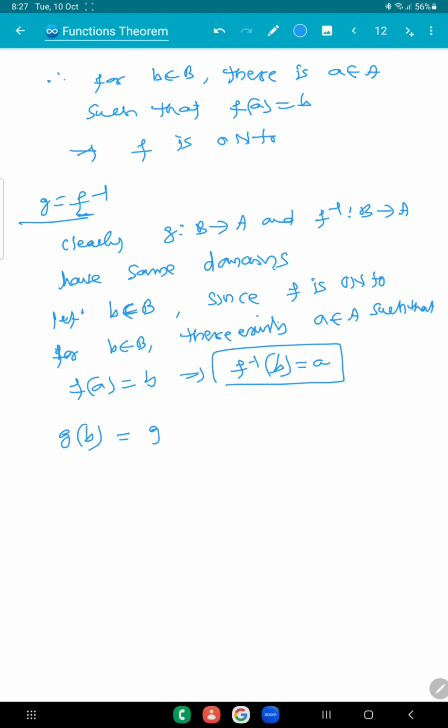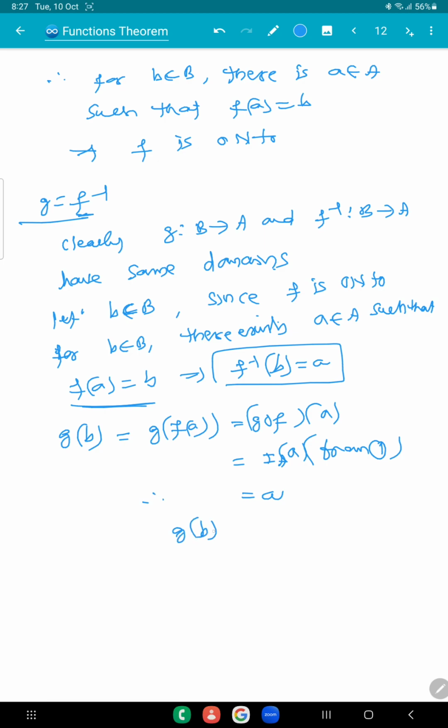G of B is equal to G of, what is B, sir? B is nothing but F of A. It can be written as G circle F of A. What is G circle F of A? That is given as the identity function on A. So the identity function on A is A. Therefore G of B is A, and F inverse of B is also A. They have the same images. Therefore G is equal to F inverse, hence proved.